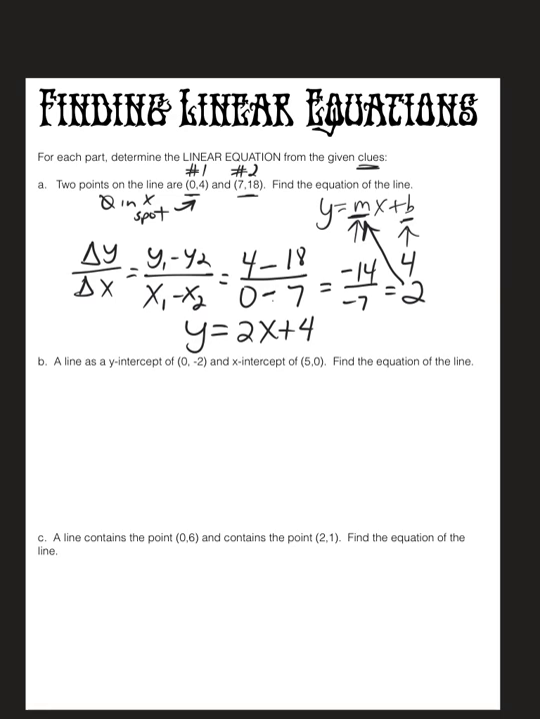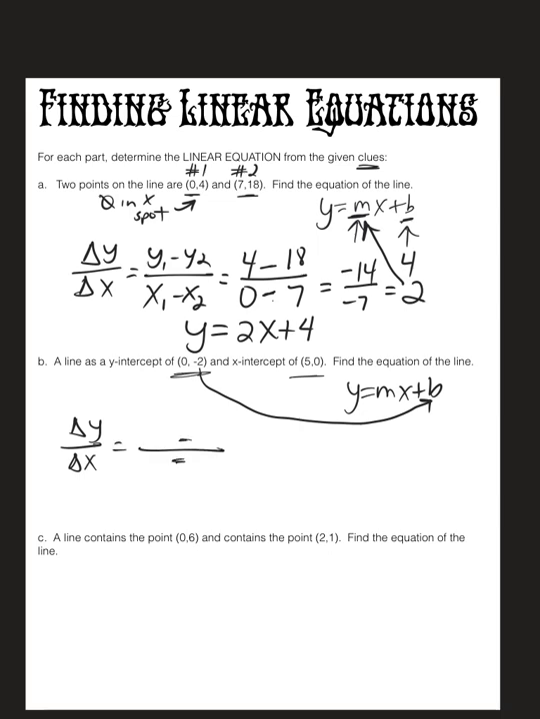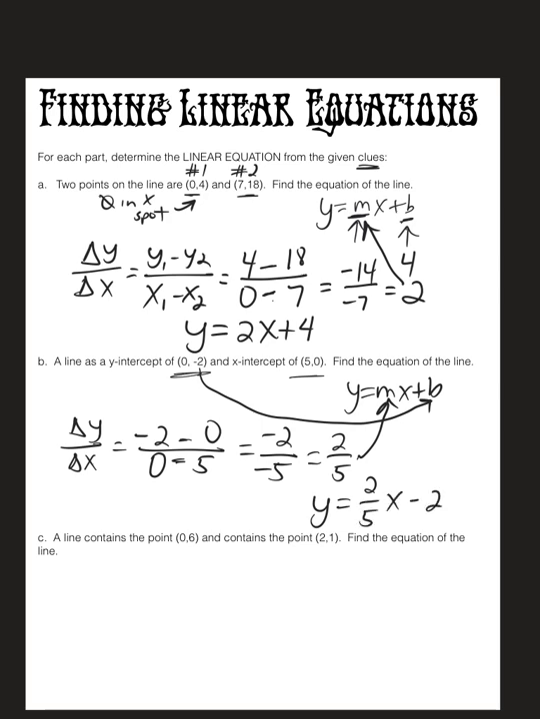The next example, they actually tell us this is the y-intercept, and they tell us this is the x-intercept, and we have to find the equation of the line. The number that you're going to be substituting in for b is negative 2. In order to find the slope, we're going to use the handy-dandy formula again. My y1 is negative 2, my y2 is 0, my x1 is 0, my x2 is 5. That gives me negative 2 over negative 5, or in other words, 2/5. This is going to be plugged in for the slope. So y equals 2 over 5x minus 2.